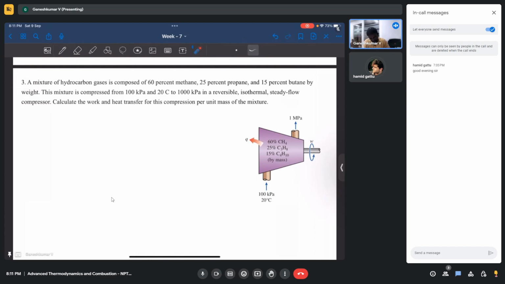A mixture of hydrocarbon gas is composed of 60% methane, 25% propane, and 15% butane by weight. This mixture is compressed from 100 kilopascal to 1000 kilopascal in a reversible isothermal steady flow compressor, and calculate the work and heat transfer for this compression per unit mass of the mixture.